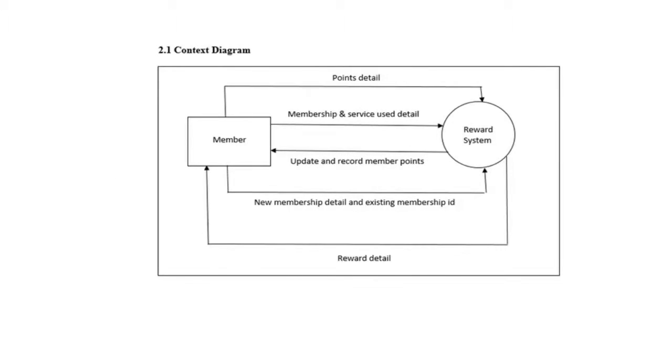Now, I will present about the context diagram. The external entity for the context diagram is the member, which is the customer. The reward system requires membership and service use details from the customer, and if the customer recommends the resort to family and friends, the system also requires new membership details and the existing membership ID from the customer in order to update and record member points.